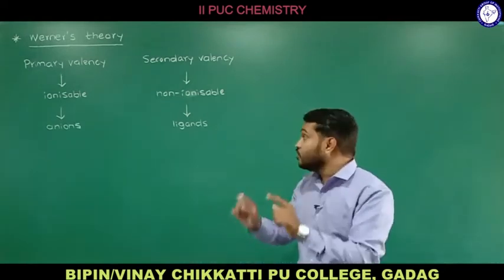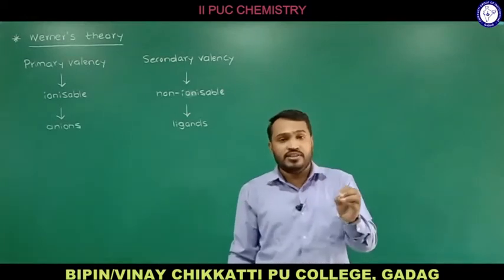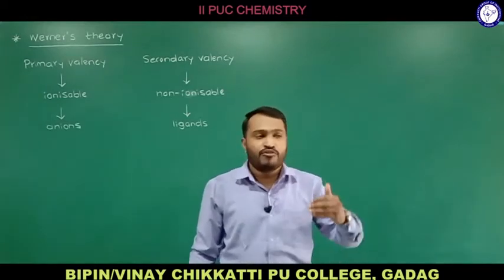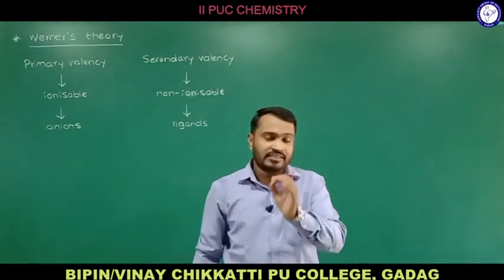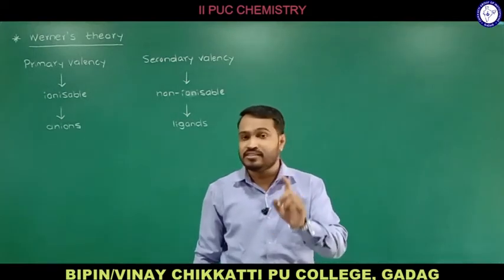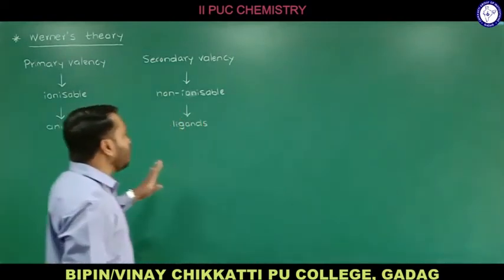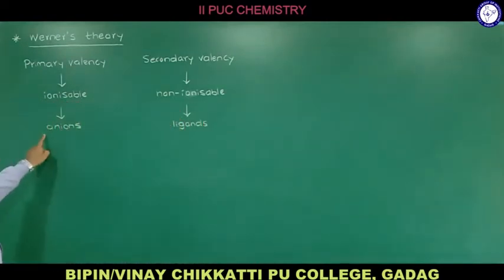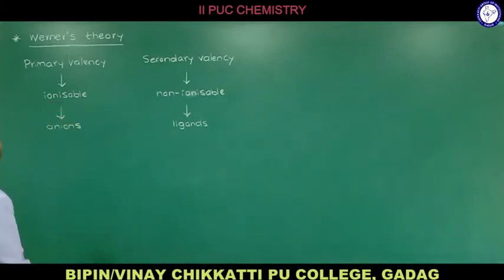And inside the coordination sphere we have ligands. Ligands are nothing but species that have a lone pair of electrons for donation to the central metal atom through a coordinate bond. The number of ligands is going to balance the secondary valency of the central metal ion. So remember that anions balance or satisfy the primary valency, whereas the ligands balance or satisfy the secondary valency.